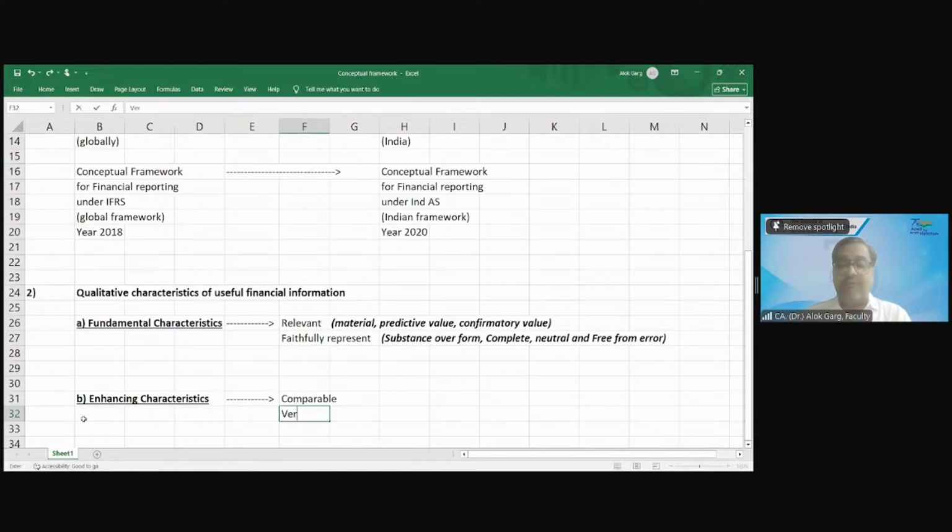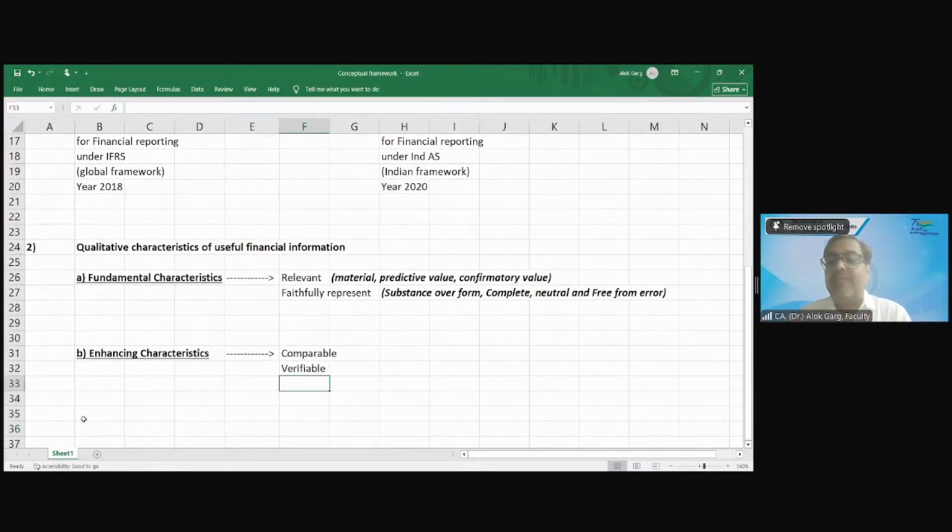Your information should be verifiable. Verifiable means it could be from direct sources or from indirect sources. For example, let's say depreciation. You are looking at the past trend of the company. You found that the depreciation rate is around 10 to 15%. This time the depreciation has increased. So when depreciation increases, what is the first perception that comes to your mind? The fixed asset has also increased. Or when fixed assets increase, your depreciation should have increased. Yes or no? Yes, sir.